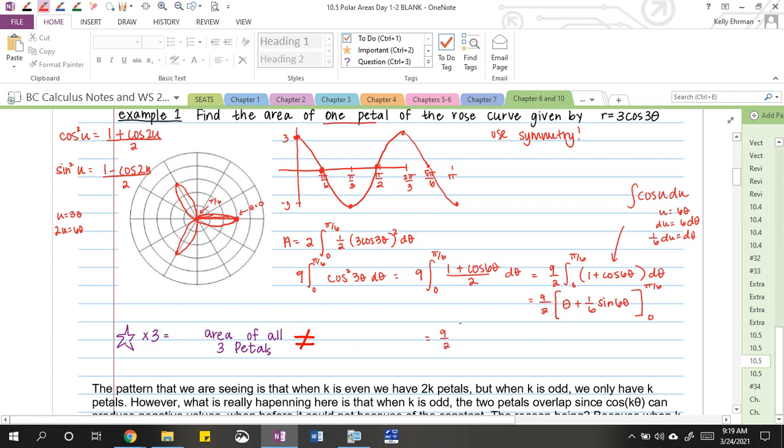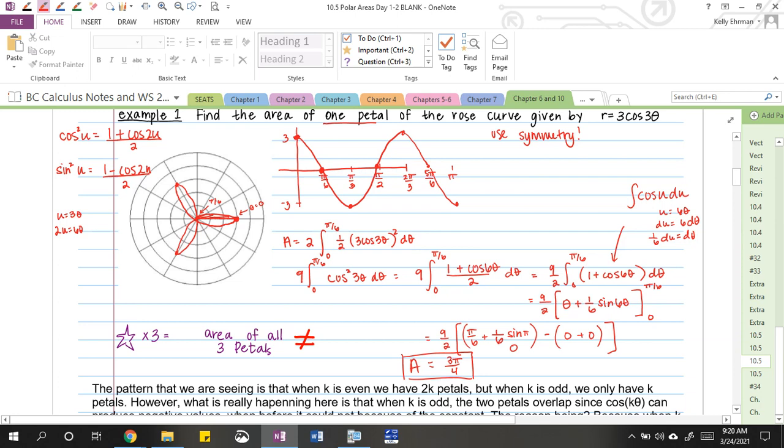Okay, 9 over 2. Let's plug in pi over 6. So we get pi over 6 plus 1/6 times the sine of 6 times pi over 6. The sine of pi is just 0. Minus, plug in 0. Everything's 0 there. Okay, so this is, let's see, divide by 3, 3 pi over 4 plus 0, right? So just 3 pi over 4. So the area of one petal is 3 pi over 4.